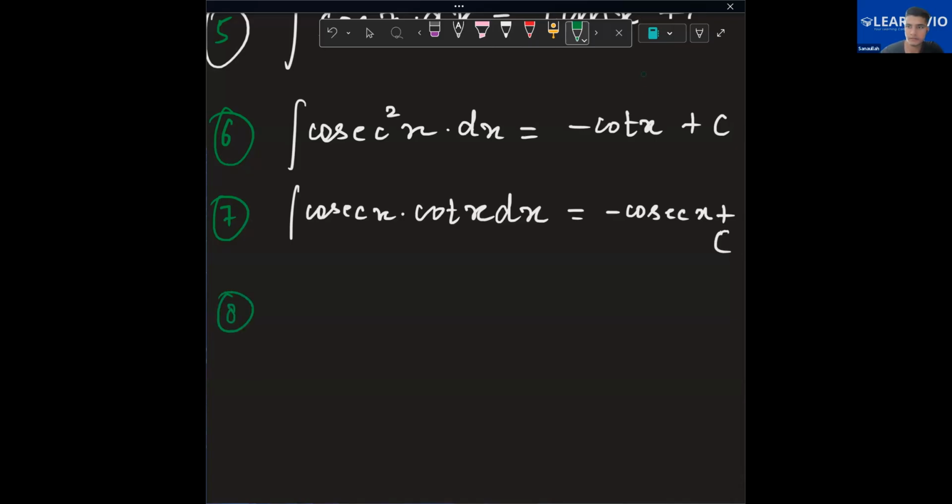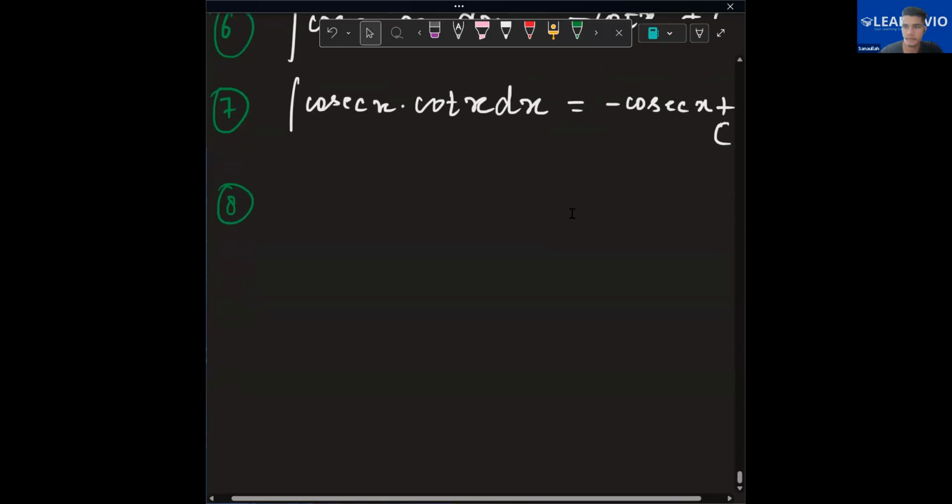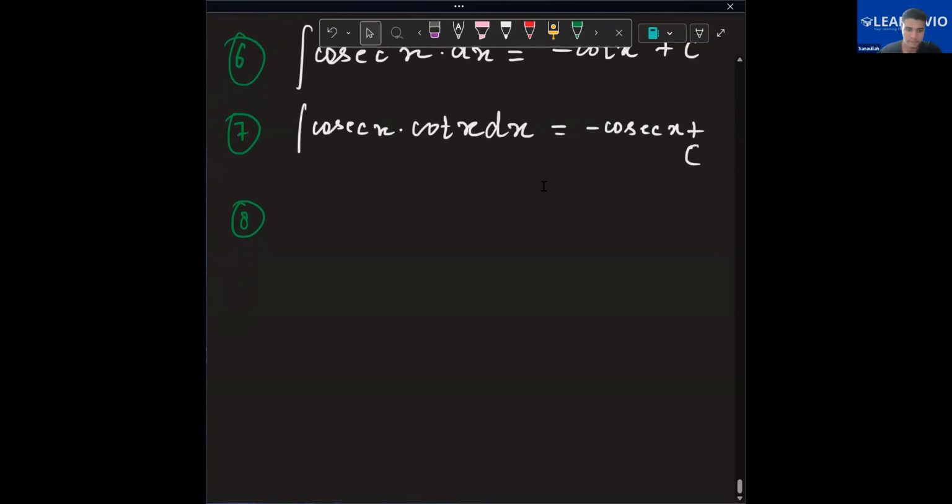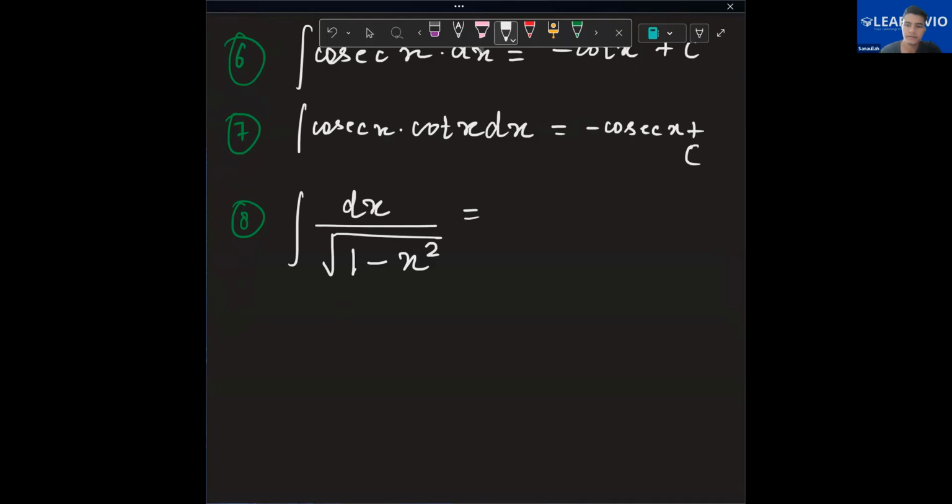And now move to the some inverse functions like this. We have the integration of 1 upon under the root 1 minus x square. So this is sine inverse of x. Sine inverse x का डेरिवेटिव होता है 1 upon under root 1 minus x square. So इसका इंटीग्रेशन sine inverse x होगा plus c.